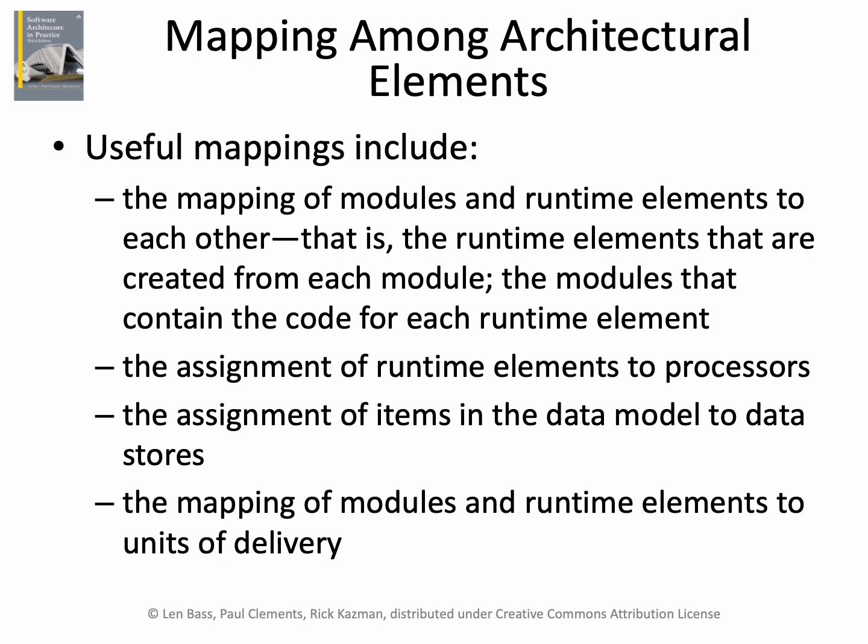Mapping among architectural elements. Useful mappings include the mapping of modules and runtime elements to each other. That is, the runtime elements that are created from each module, the modules that contain the code for each runtime element, the assignment of runtime elements to processors, the assignment of items in the data model to data stores, and the mapping of modules and runtime elements to units of delivery.